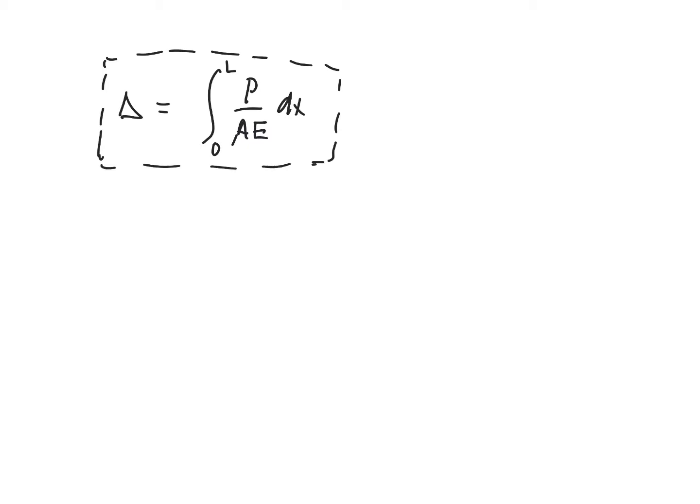So this is one, and now I put a solid box around and ask you to memorize it, and that's true. I do want you to have that one committed to memory. But what happens then if P, A, and E are all constant? This is going to be a special case that's actually going to dominate most of our analysis. A special case of axial displacement is when P, A, and E are constant.